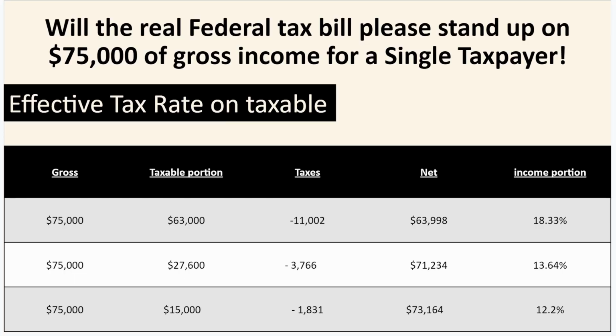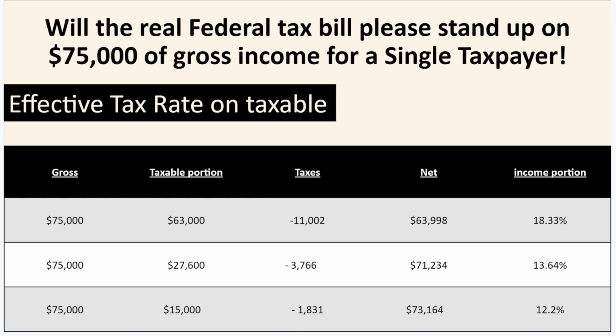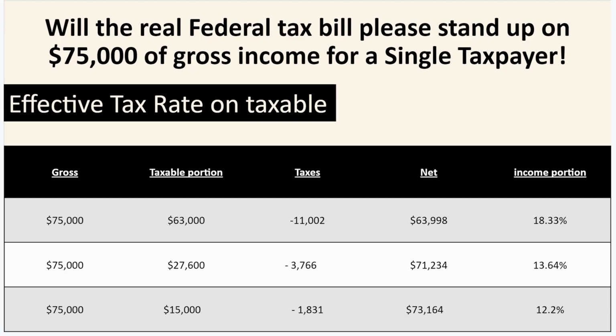The real federal tax bill, please stand up, on $75,000 of gross income for a single taxpayer. If you look on the left-hand column, you're going to see $75,000 gross in each one of the examples. But look at the taxable portion. It ranges from $15,000 to $63,000. Now look at the tax column. It ranges from $1,831 to $11,002. So the net amount that we have to spend is from a low of $63,998 to a high of $73,164. And the income portion that is taken away can be substantial.